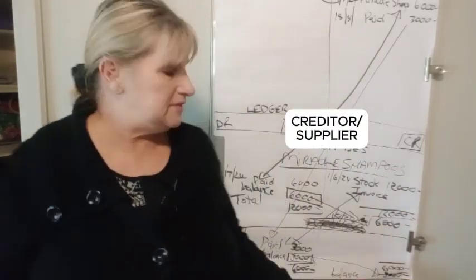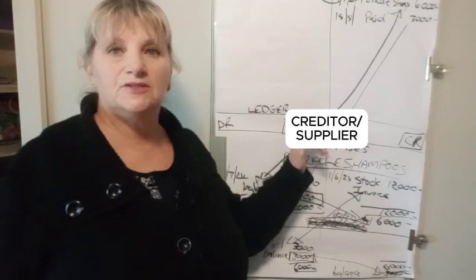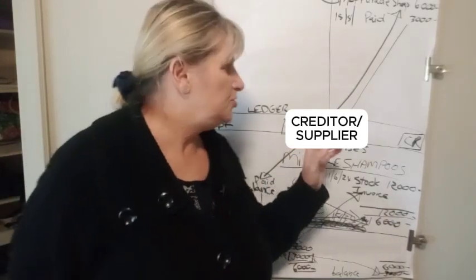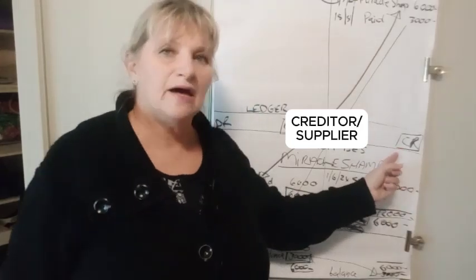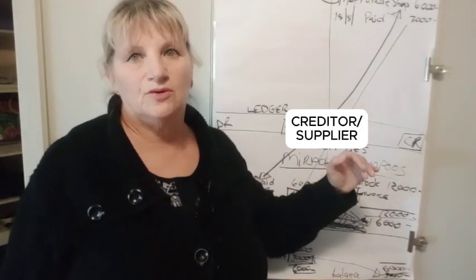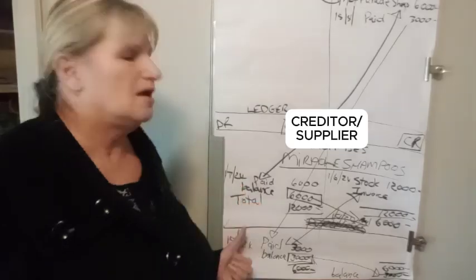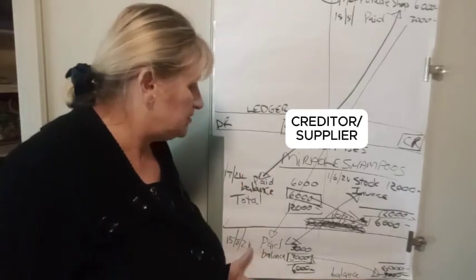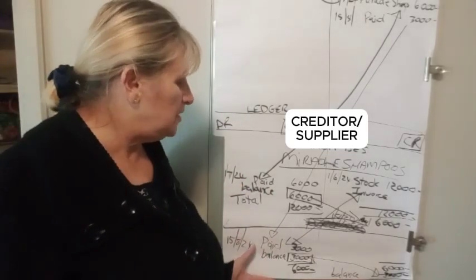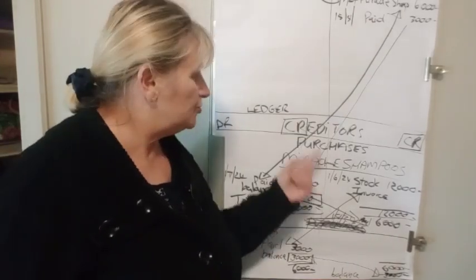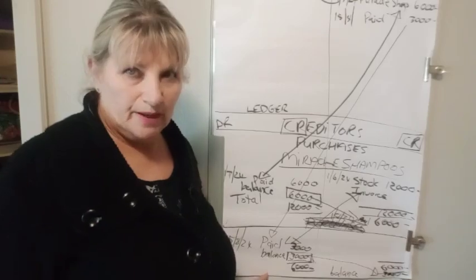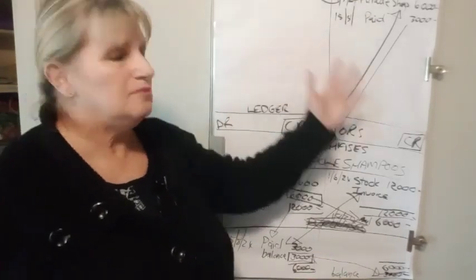So if you have a debit balance in your creditors ledger, you have a problem. You must have a creditors balance, a credit balance, or you must have a zero balance, because then you paid it off. If you have a debit balance, you have to find out why you have a debit balance, meaning that you have paid more to your creditor than what you were supposed to pay. So keep that in mind.